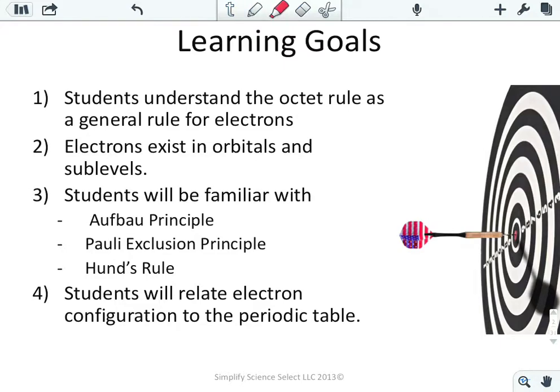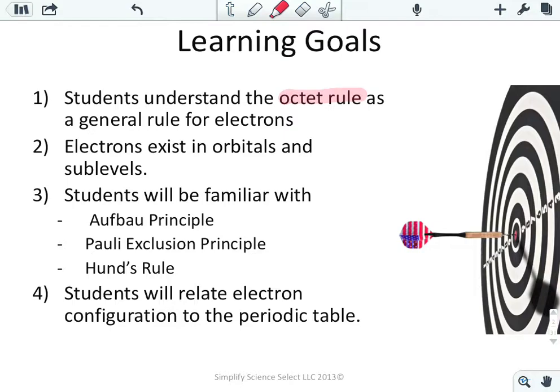This basically means we're going to talk about how elements and atoms are constantly seeking stability. And one way that they can be stable is if they have an octet, which means 8 electrons. Number 2 is electrons exist in orbitals and sublevels, and so we're going to talk about where the electrons are located around the atom.